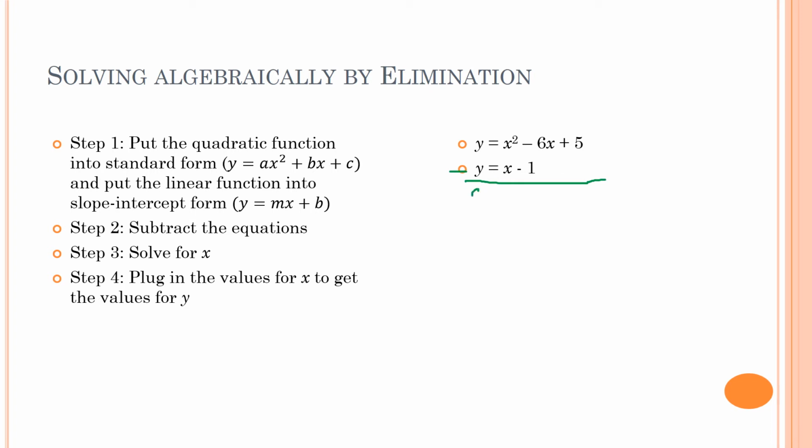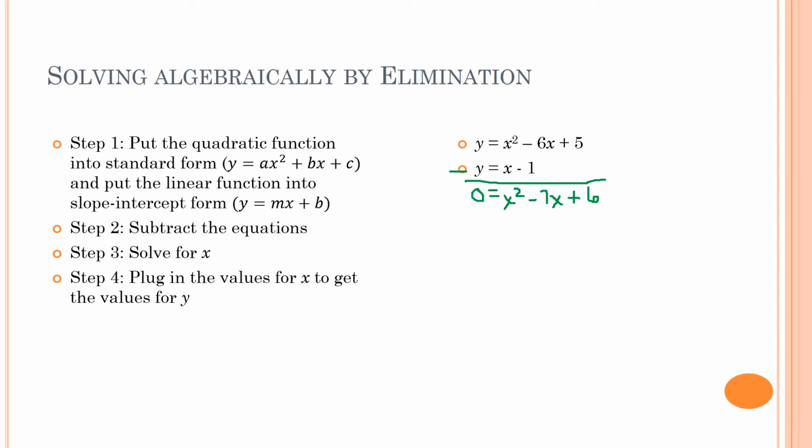And that gives me y minus y, which is 0. That's the key thing. We've eliminated y. So now I have x squared, negative 6x minus x is a negative 7x, and 5 minus a negative 1 gives me a positive 6. Careful with those signs as you subtract the equations.